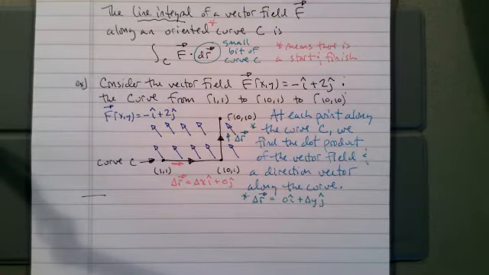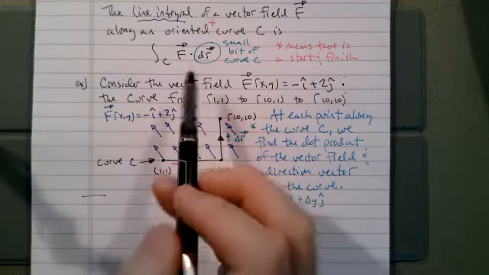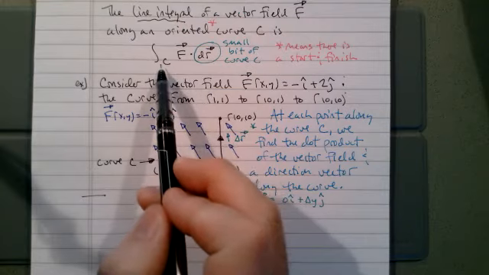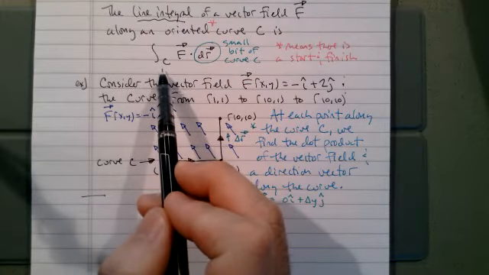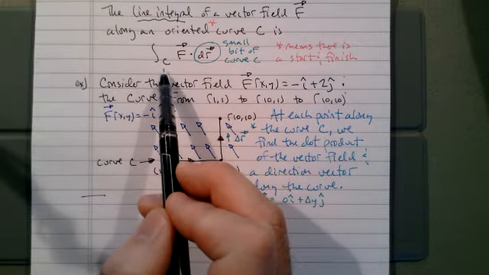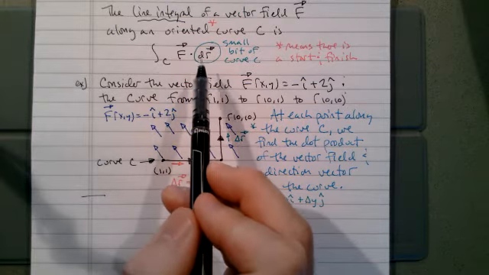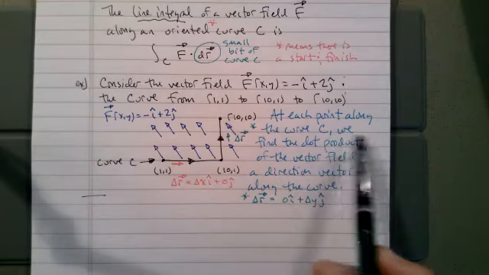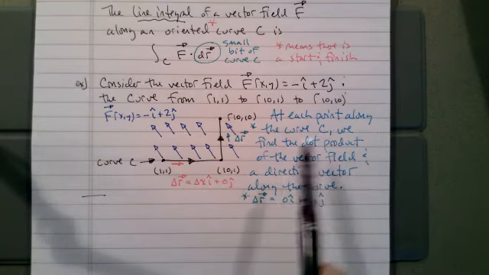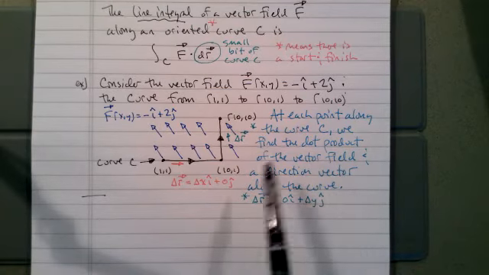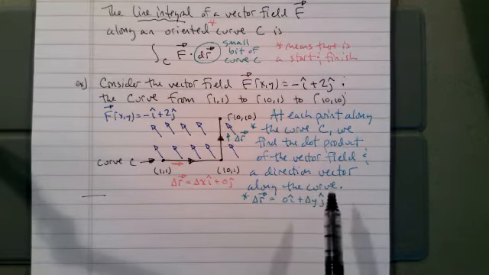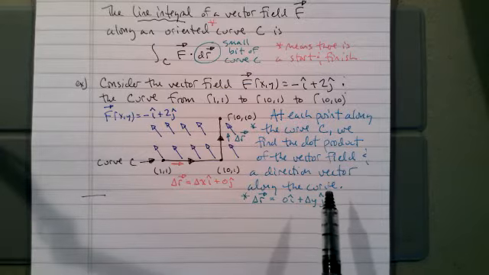What we decided for this line integral and calculating values of the vector field at all these points along this curve is that we're going to calculate the dot product of the function and a vector in the direction of the curve C. At each point along the curve C, we'll find the dot product of the vector field and a direction vector along the curve. Let's start by describing the different direction vectors that we have.